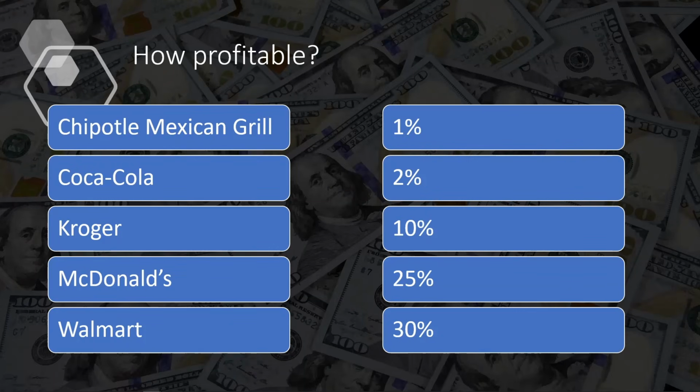On the screen, you see 5 different companies: Chipotle Mexican Grill, Coca-Cola, Kroger, McDonald's, and Walmart. So on the right-hand side, you see 5 different numbers. These are the profit margins of these 5 companies. Can you connect the companies on the left to the profit margins on the right? Pause the video and spend a few seconds to connect the boxes.